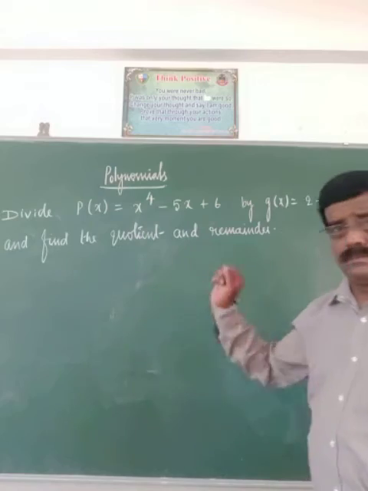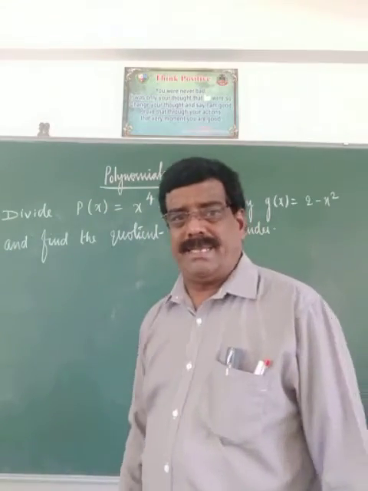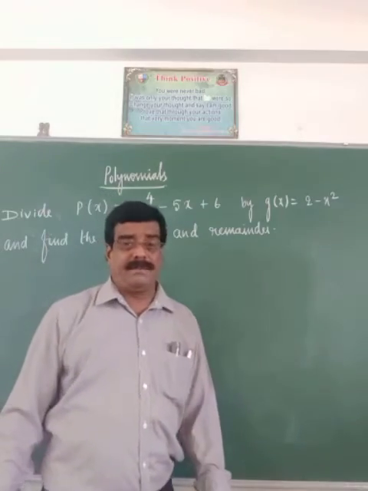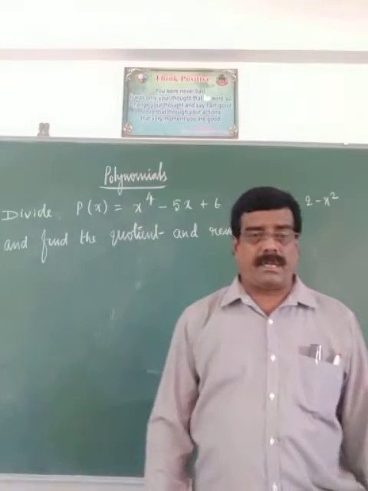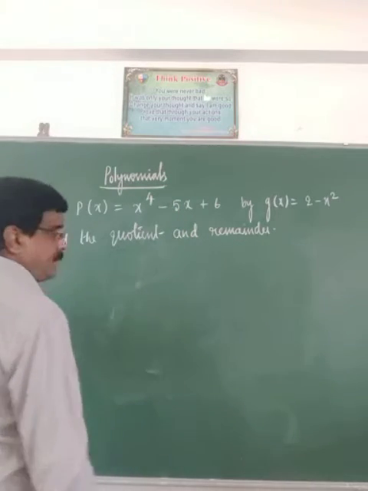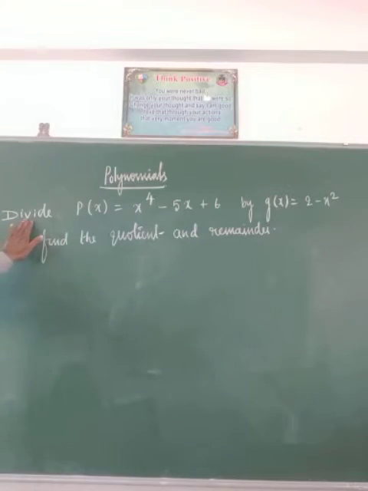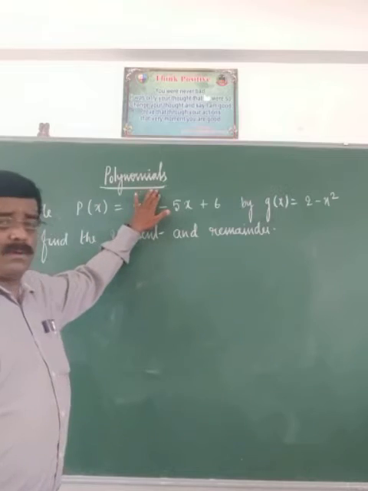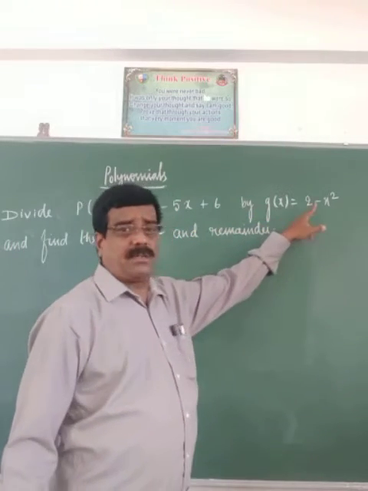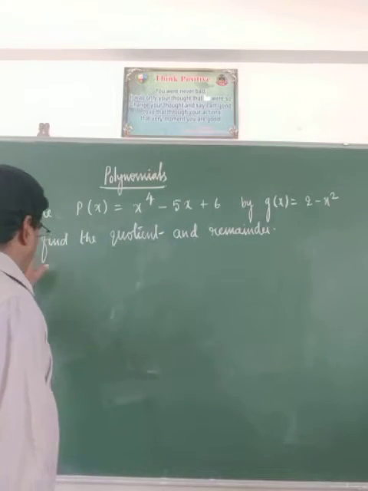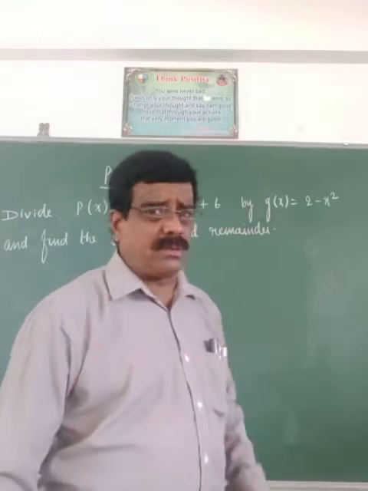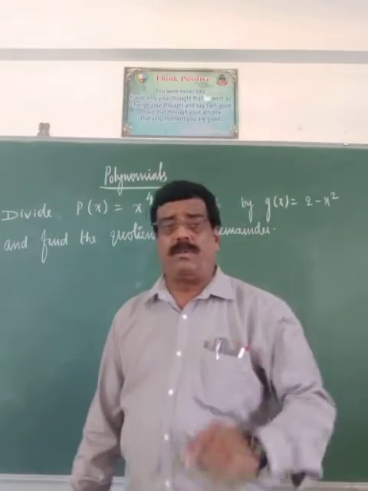Yes, children. Now, here is a sum which is taken from exercise 2.3. You can refer to the textbook later on, in that the first, the third sum. That is, divide p of x is equal to x to the power of 4 minus 5x plus 6 by g of x is equal to 2 minus x square and find the quotient and remainder. This is a very simple question. This type of question you can expect for 2 marks.